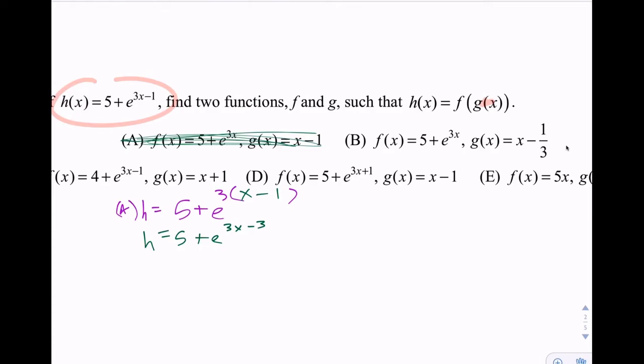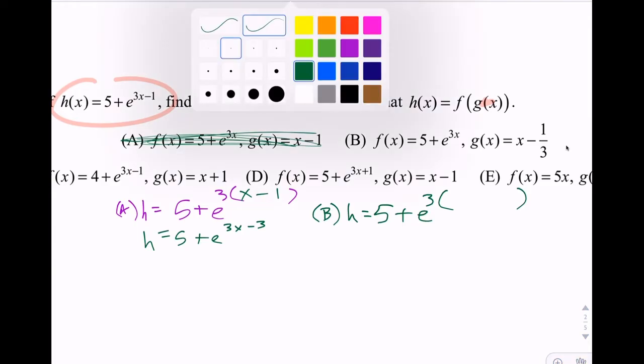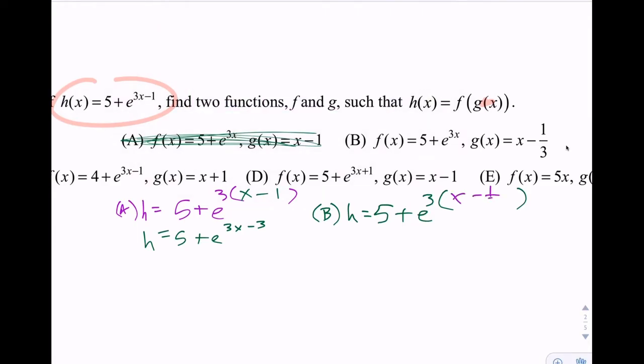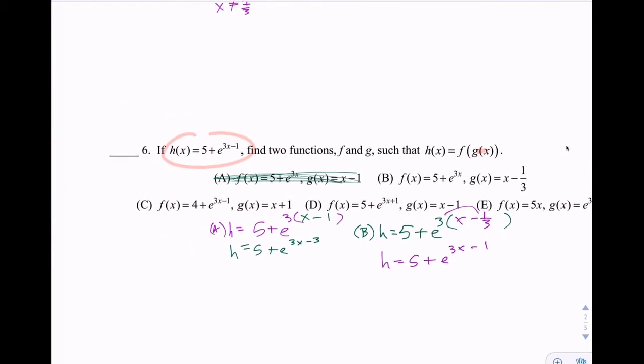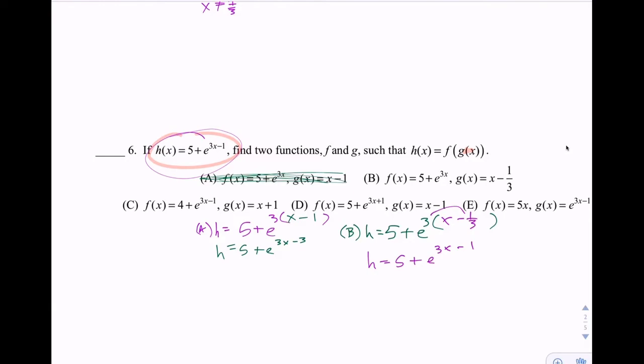All right, let's try B. I got h equals 5 plus e, 3 to the blob again, right? And now I'm plugging in for the blob g, which is x minus a third. If I distribute in the exponent, I get 5 plus e, 3x, and then minus 3 times a third is 1. Comparing that, is that what I wanted? Presto magic. Way to go, B. Good job. The answer is B.